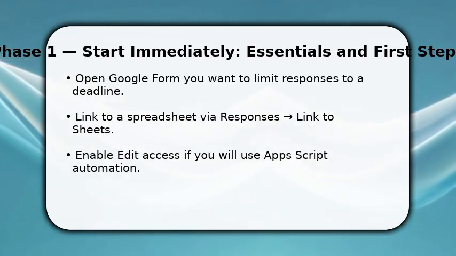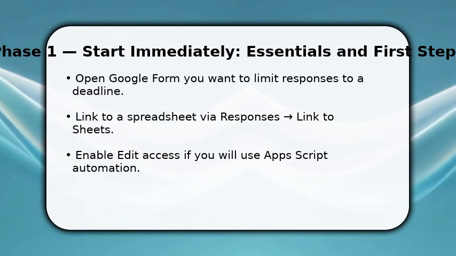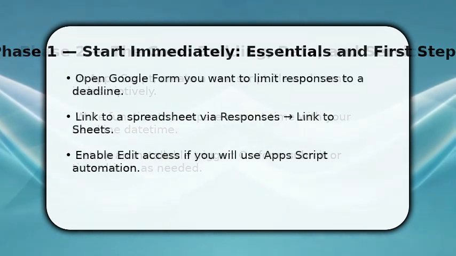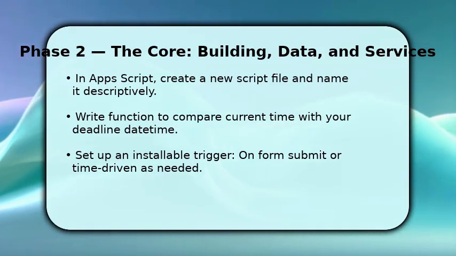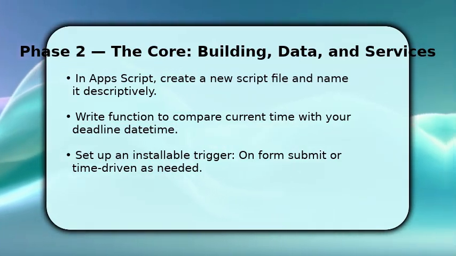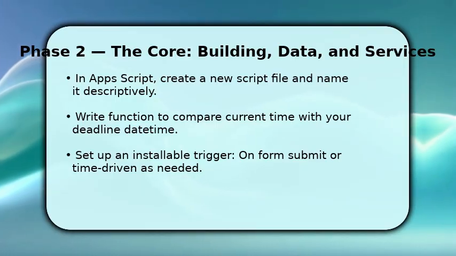You will write a small Apps Script that checks the current date time versus your deadline and either rejects submissions or marks them. Start by creating a function that reads the deadline from a sheet cell or a hard-coded ISO date time. This makes updates easy.